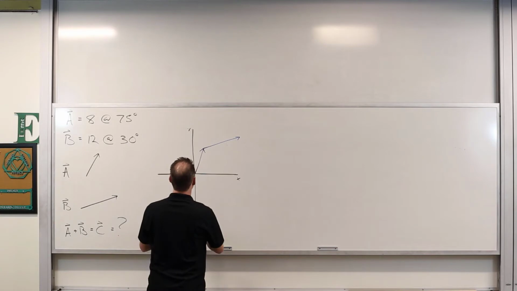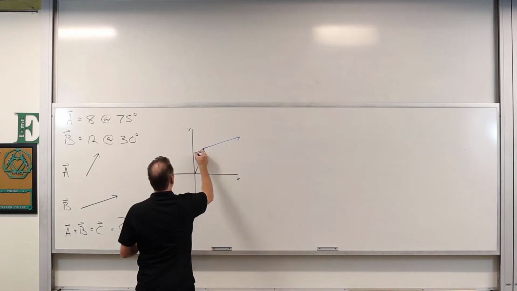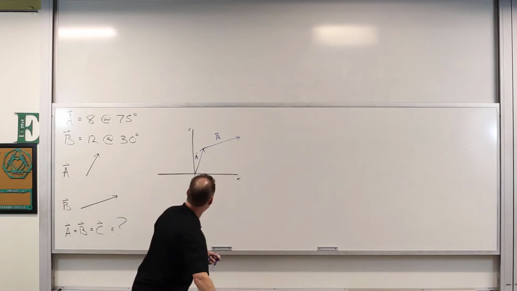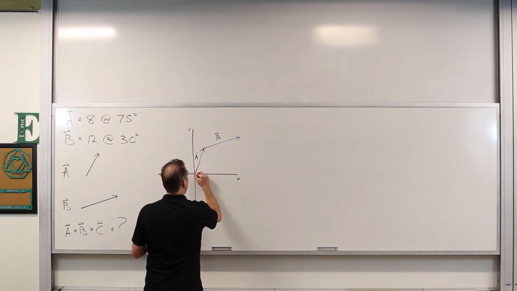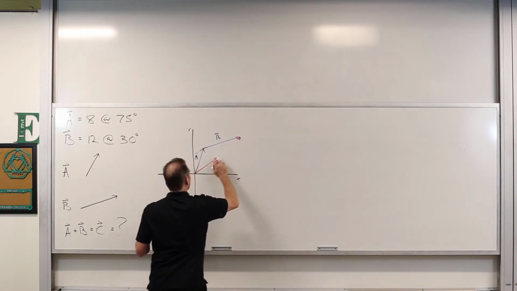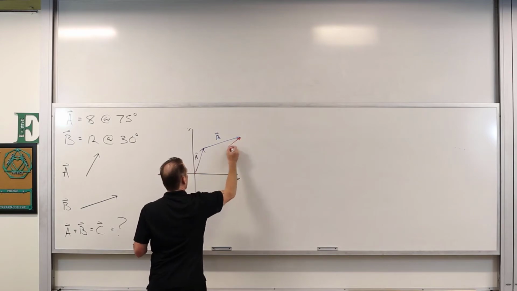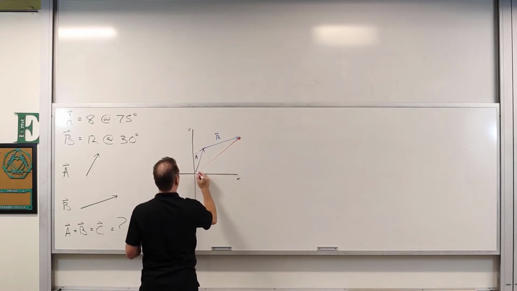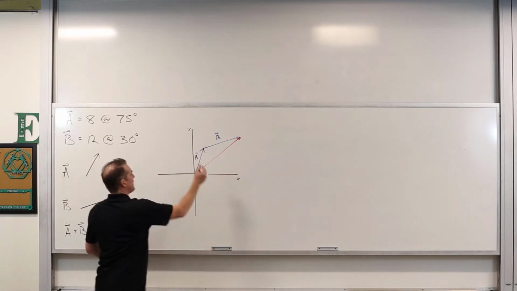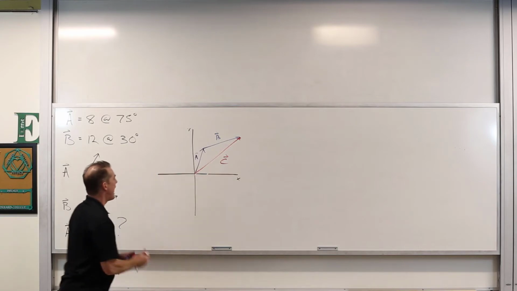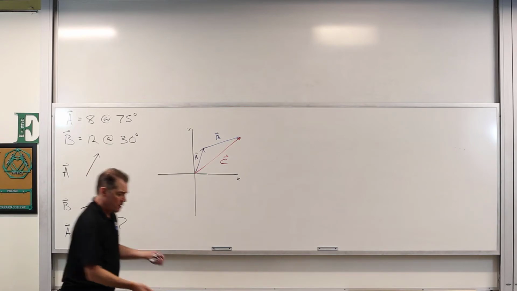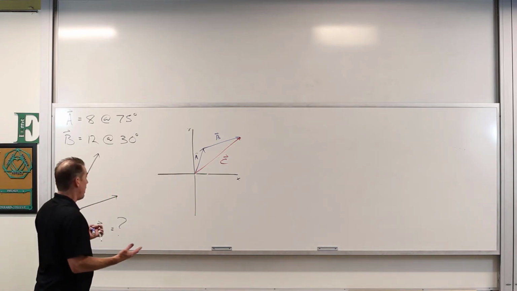All right, so we've got ourselves an A hat, a B hat, and now a C hat too, which is A hat plus B hat. So the C hat has some X components, Y components. What do we need to do? We need to figure out what they are, right?